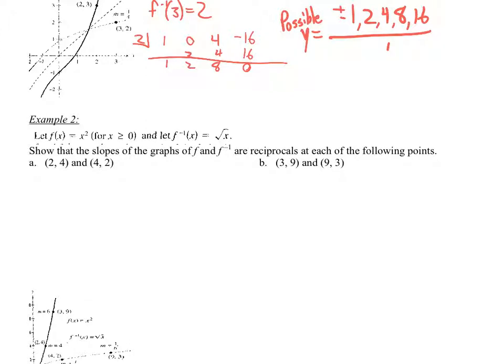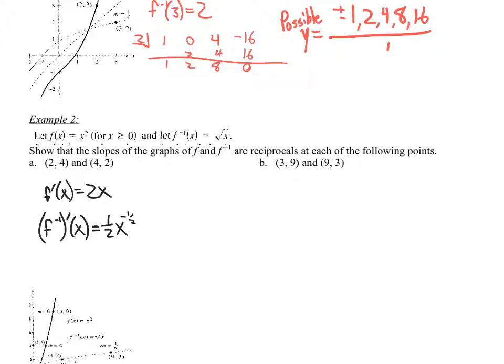So we want to show the slopes of the graphs of f and f inverse are reciprocals at each of the following points. So the slopes of the graphs, you're automatically thinking derivative. So what is f prime? 2x. And f inverse prime. You didn't write the x, and you wrote it as f to -1 instead of f inverse prime. Yeah, that's what it's supposed to be. f inverse prime is 1/2 x to the -1/2, right?